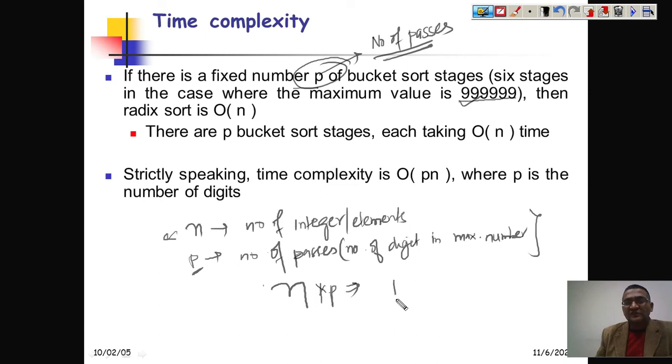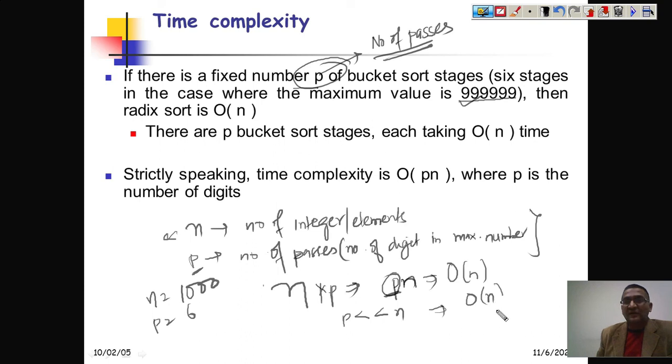So this is actually pn, and we know that when we write asymptotic notations, we ignore the constant value. So we can say that this is big O of n, provided p must be very much less than n. In general, compared to the size of the series, n may be 1000 numbers and p may be 6 passes. So when we compare this, p is actually very much less than n. So we simply ignore the p and we write big O of n.